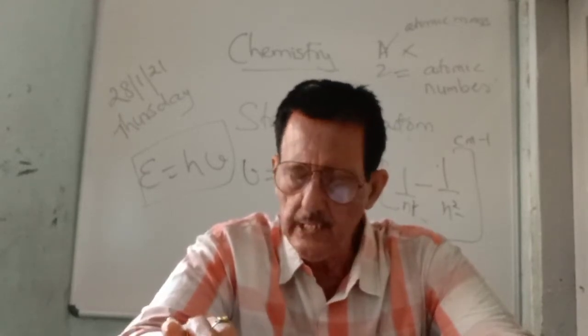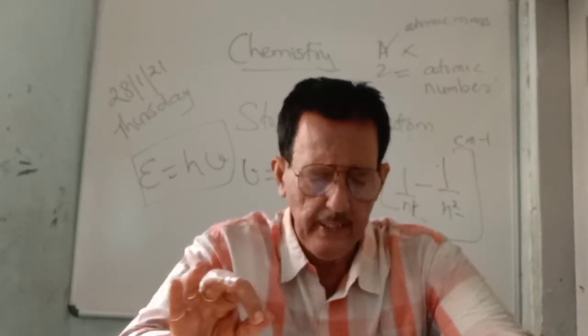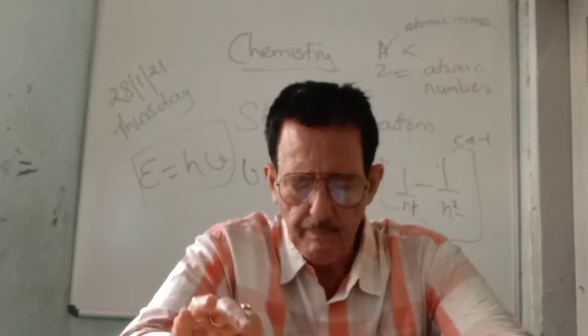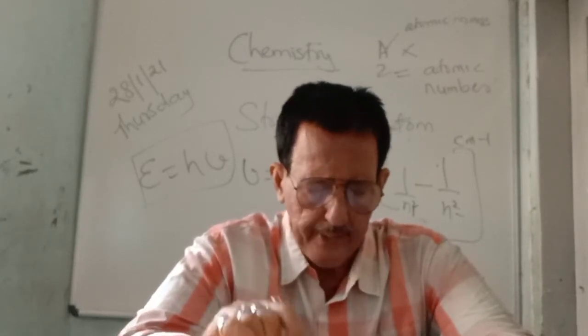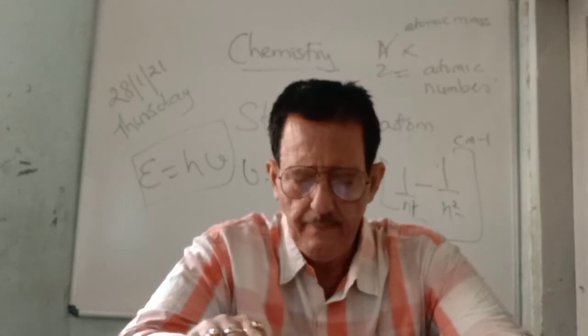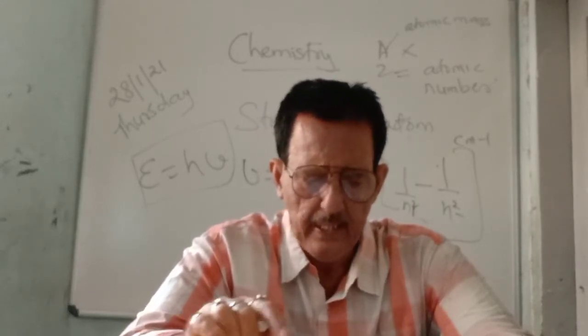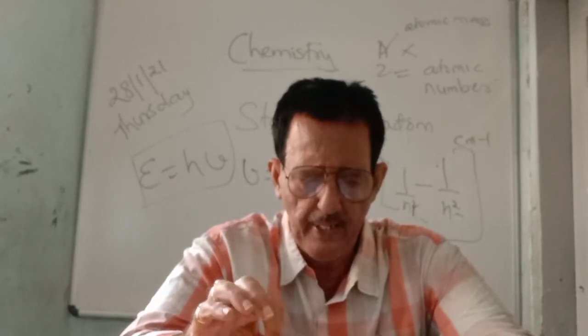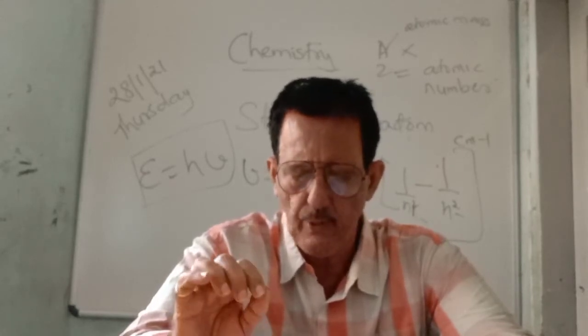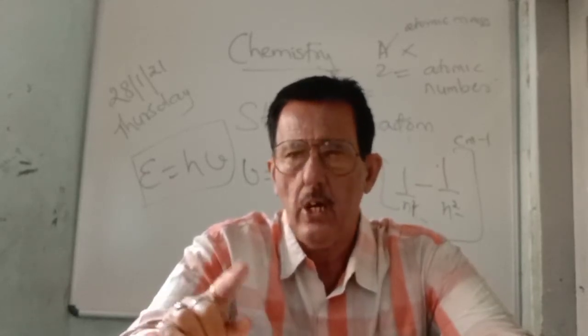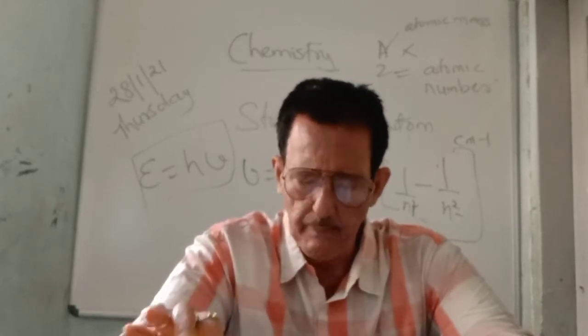And by solving the Schrödinger wave equation, quantum numbers are introduced. The Schrödinger wave equation says H psi is equal to E psi, where psi is the wave function. Psi square gives the probability of finding the electron around the nucleus in the orbital.